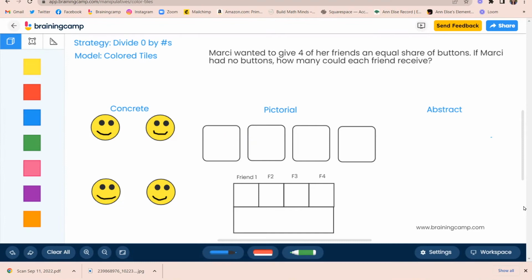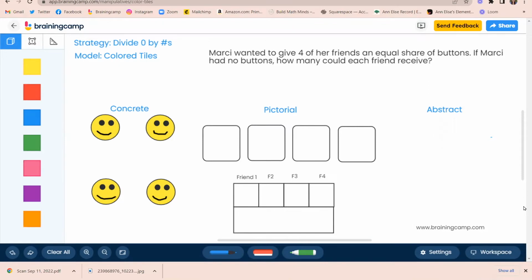Dividing zero by numbers is another set of facts that tends to be really tricky for all students. So here I have the strategy of dividing zero by numbers. The model is colored tiles. And I have a situation: Marcy wanted to give four of her friends an equal share of buttons. If Marcy had no buttons, how many could each friend receive?